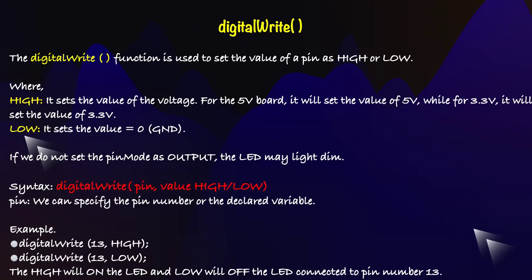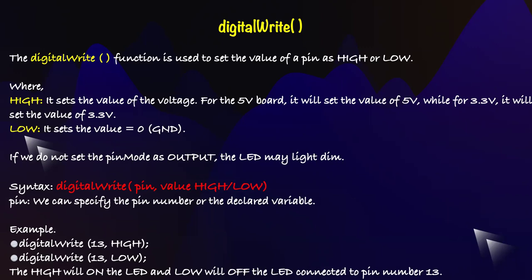So in between there are no values. It's either on, that is high, or off, that is low. That's what digital write means. Where high is written, it sets the value of the voltage. For the 5 volt board, it will set the value of 5 volt, while for 3.3 volt, it will set the value of 3.3 volt, whichever the case. Low means it sets the value to 0, that is the ground level value.